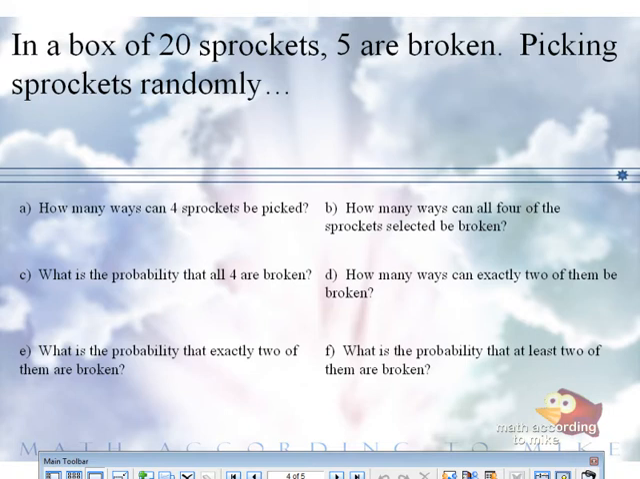So this is another cookbook problem. Notice we're starting off with how many ways, then we get to a probability, then we do another how many ways, then we do some probabilities. So what do you think for part A?